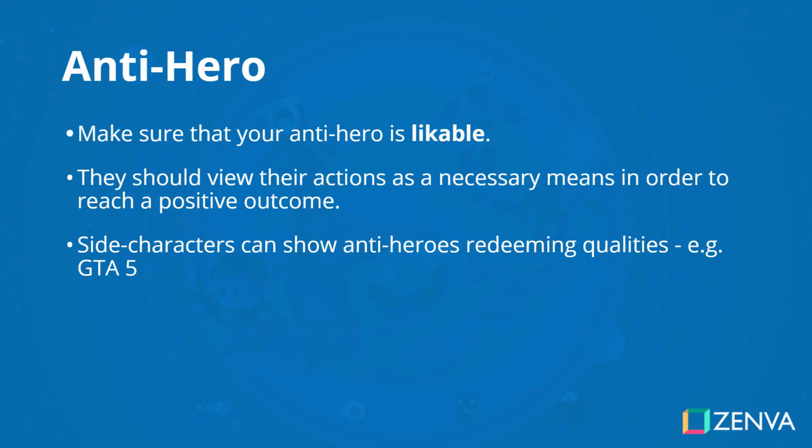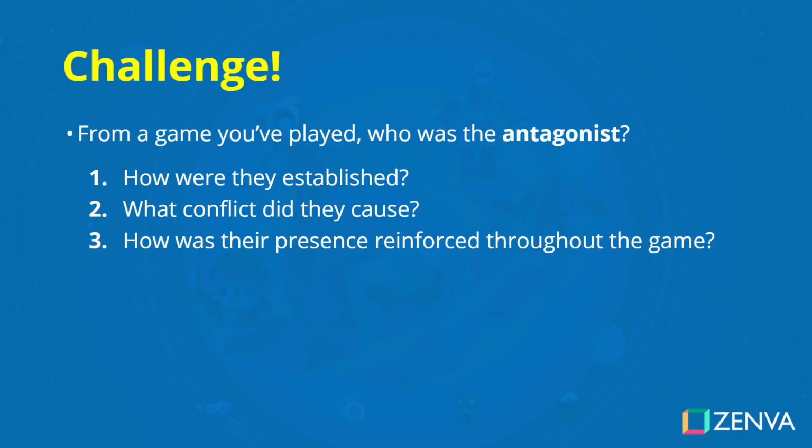You need your anti-hero to do things that generally outside people would see as bad or evil, yet from your perspective as playing with them or as being around them and hearing their story, it needs to be positive, okay? They should view their actions as a necessary means in order to reach a positive outcome, okay? So they should be doing things that may not necessarily be good, but they are doing it for a specific reason.